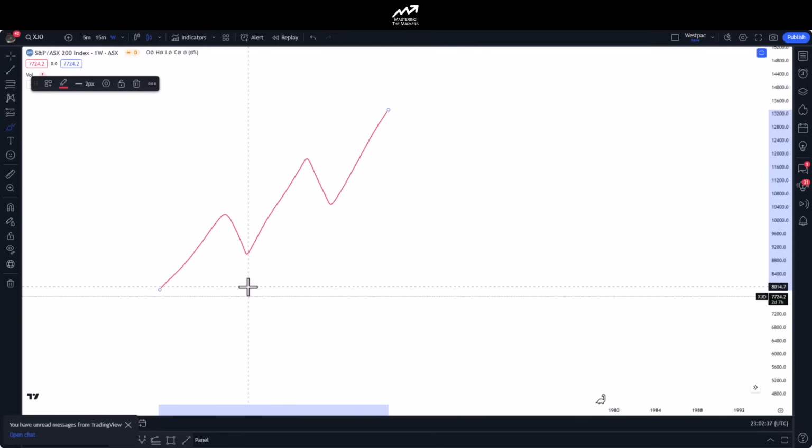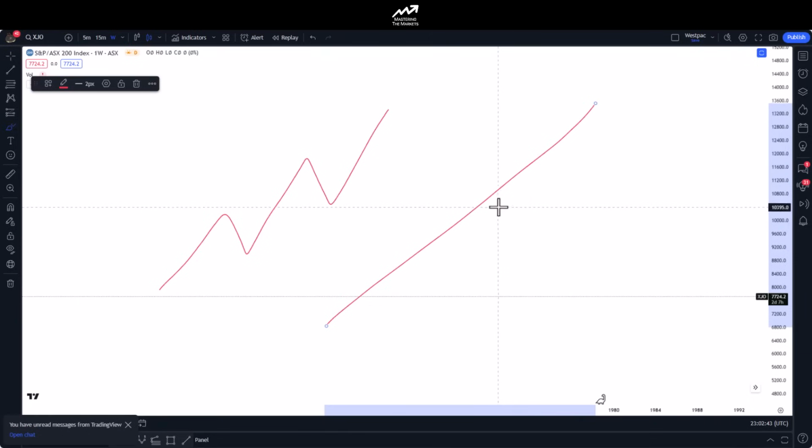Okay, because we know that's how they move. Yet for whatever reason, when you buy something, you think it should do this. Even though we all know markets zig and zag. And every time we get a zag, you panic. Okay, so we know they zig and zag.